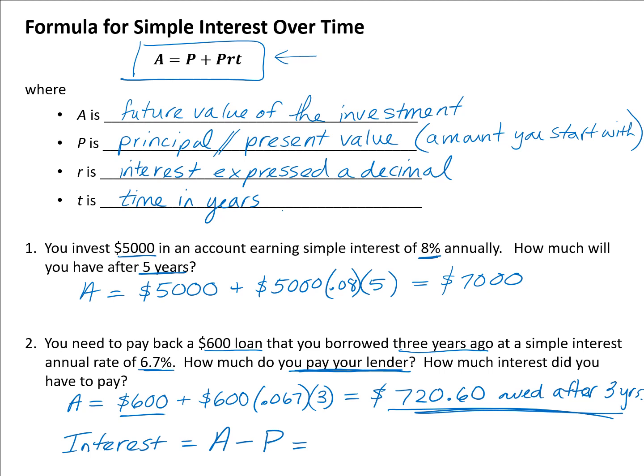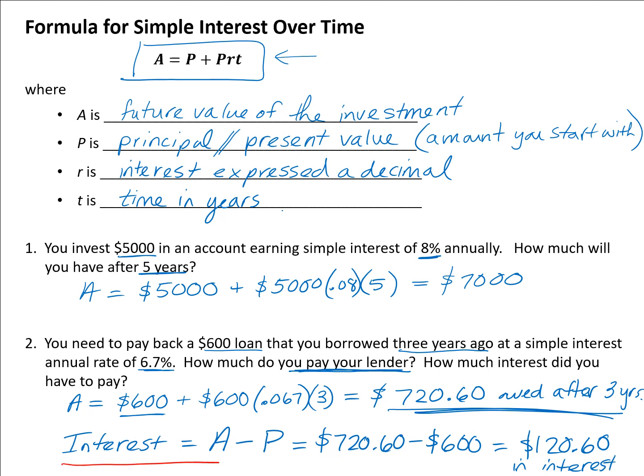So the interest here would be $720.60 minus the $600 that we originally borrowed, and that would be $120.60 in interest. This idea that interest is equal to the amount that you have at the end minus the principal is an important one that we'll address several times.